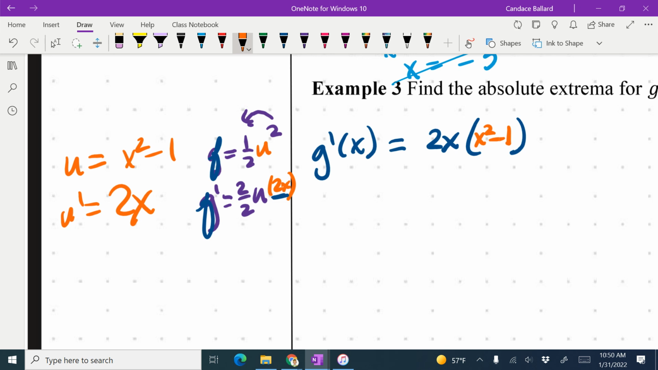Resist the urge to distribute. Sometimes we're just so methodical. We see that and we want to distribute it, but think about what the next step is. We're supposed to set that equal to 0, right?